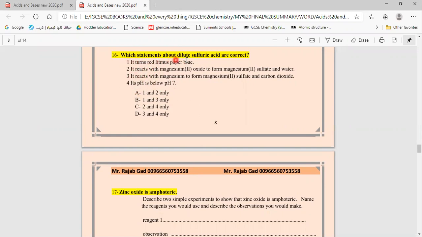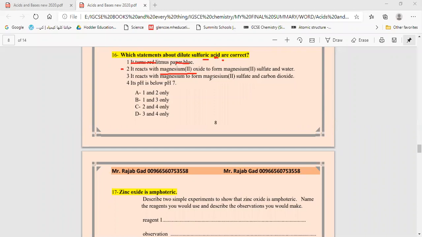Which statement about dilute sulfuric acid is correct? He will write some information about dilute sulfuric acid. It turns red litmus paper blue. We said that acid turns it red, so this one is incorrect. It reacts with magnesium oxide to form magnesium sulfate and water. Yes, it can react. Magnesium oxide is a base, it reacts with acid. Maybe this one is correct.